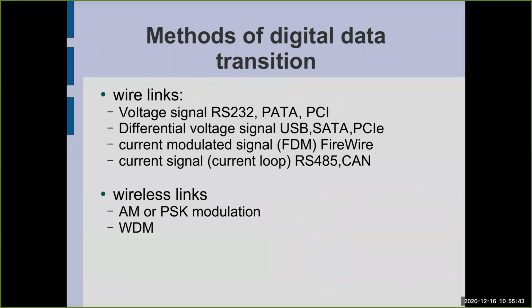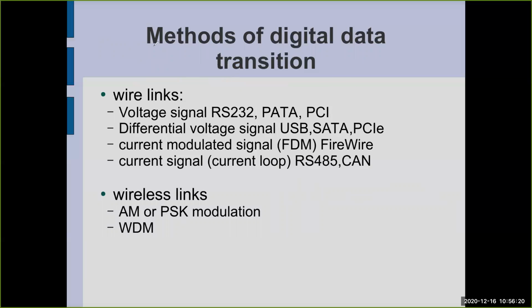Now I'd like to change a level. I'd like to tell you something about methods of digital data transmission. So far, I told you about line coding and about how we can multiply the stream of data by using modulation. Now I'd like to go real low level and tell you something about some physical aspects.